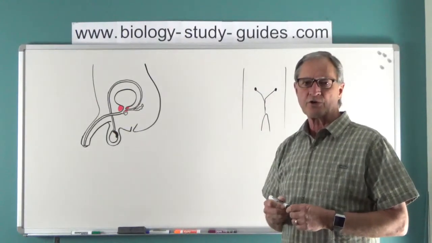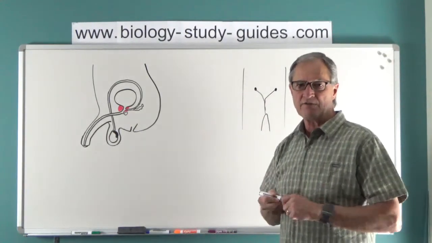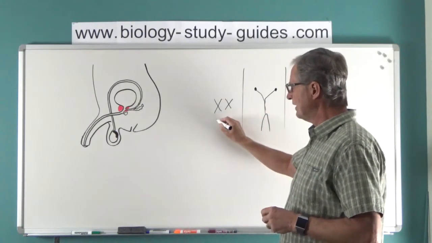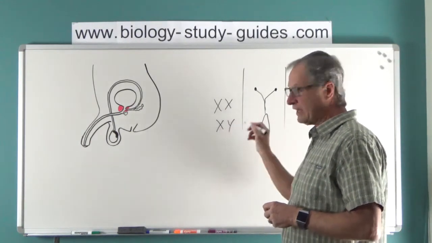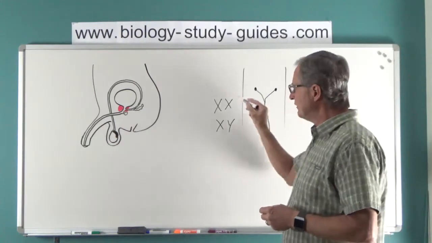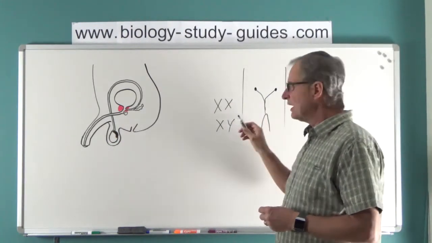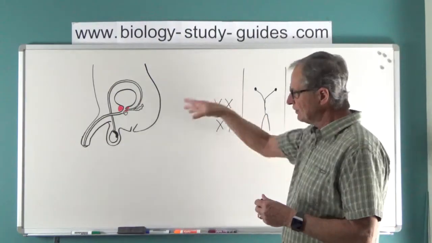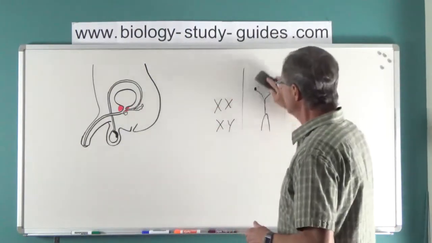Those differences are known to be a result of genetics. Females are XX and males are XY, the names of the alleles. And the difference in gene expression allows the different migrations of their gonads. Anyway, let's have a look at the male system and see what we've got.